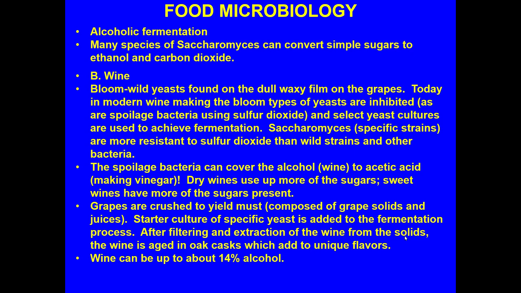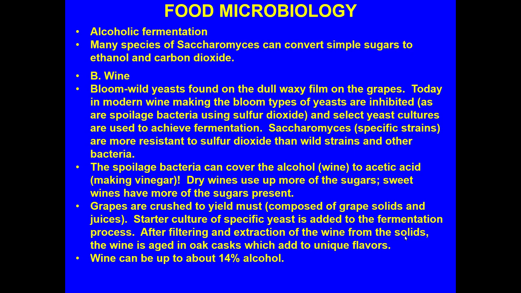Now, today, of course, we have the techniques where we have exacting yeast and we know what we want. And if we are dealing with spoilage bacteria, we may have to use sulfur dioxide, which will kill off the bacteria, otherwise that would make the wine spoiled. And then we also have very specific yeast cultures that are used to achieve the fermentation efficiently and may be used for particular types of wine that you're going to make, champagne, etc. So you have the Saccharomyces, specific strains. They happen to be more resistant to sulfur dioxide than wild strains and other bacteria. The spoilage bacteria can convert the wine to acetic acid. So all you've got is vinegar. Nah, that's not what I want.